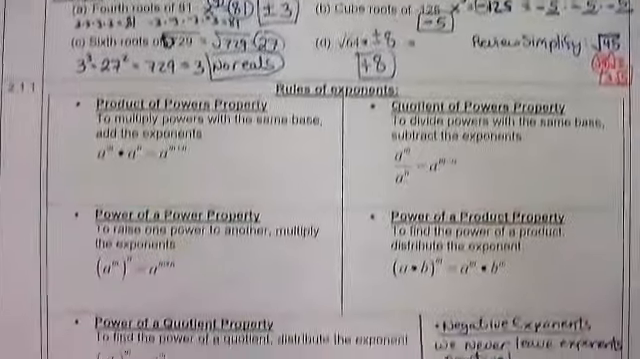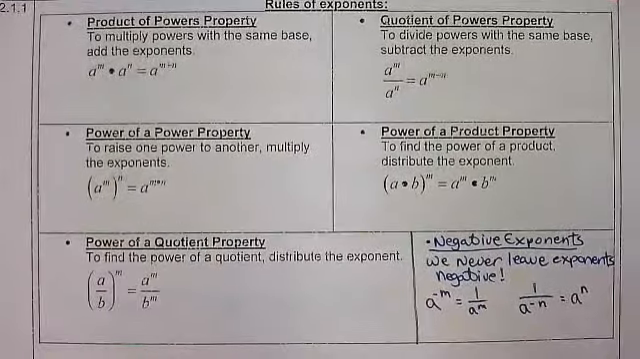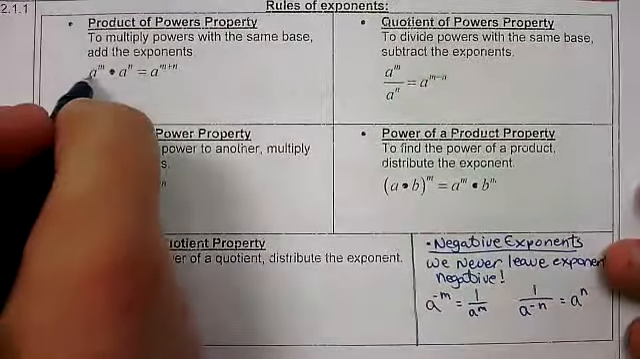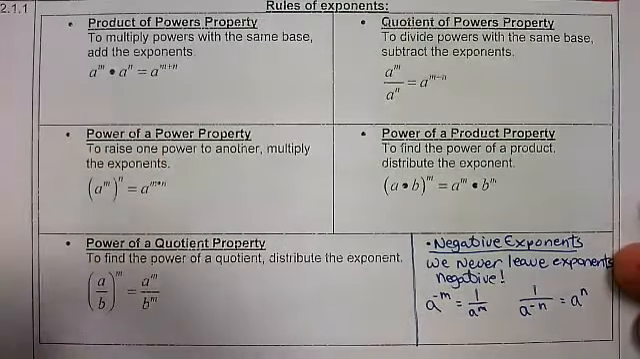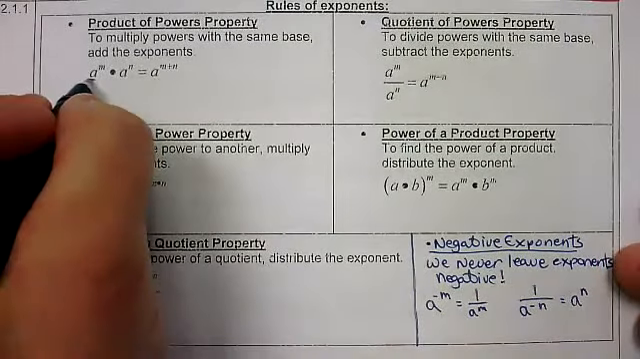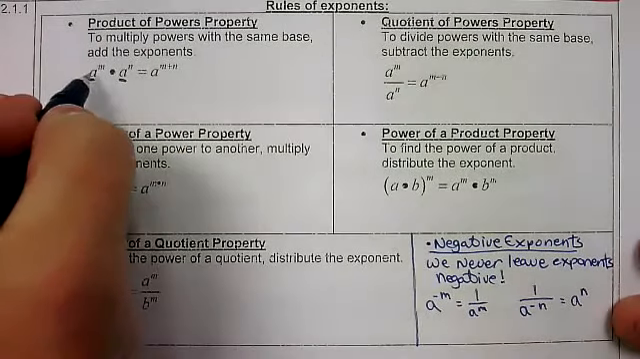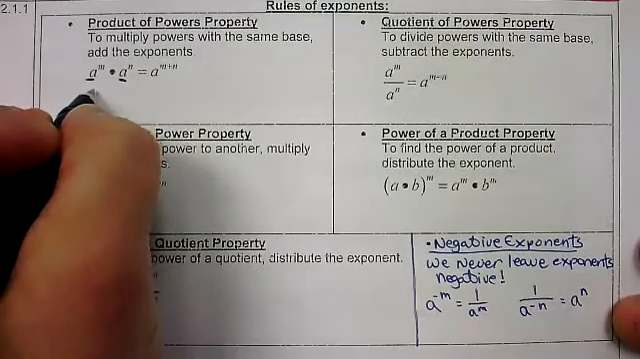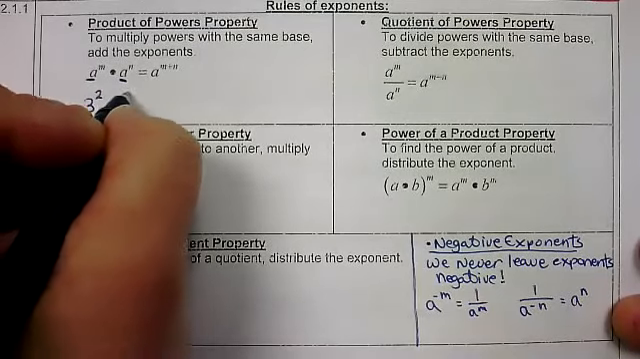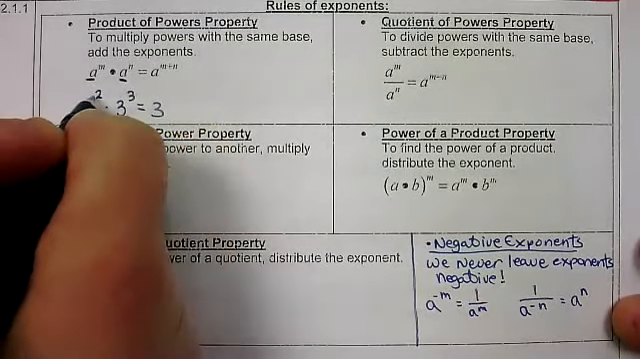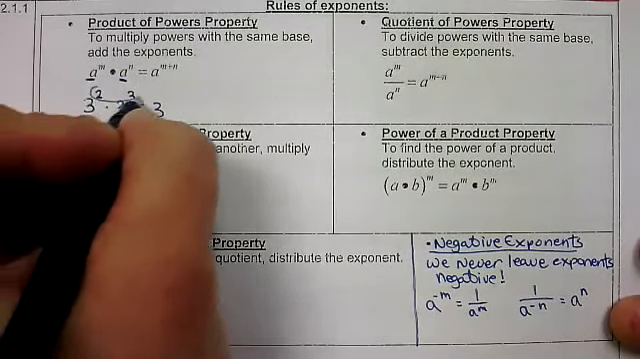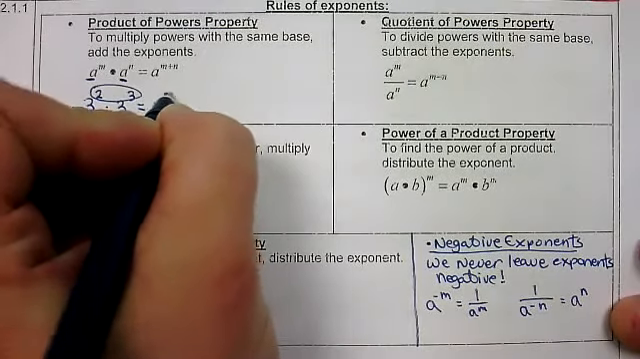So let's talk about rules of exponents. First, the product of powers rule. These apply if you have the same base. In other words, the number that you're raising to an exponent is the same. So if I had 3 squared times 3 to the 3rd, that would equal 3 to the, and I would add these together and get 5th.